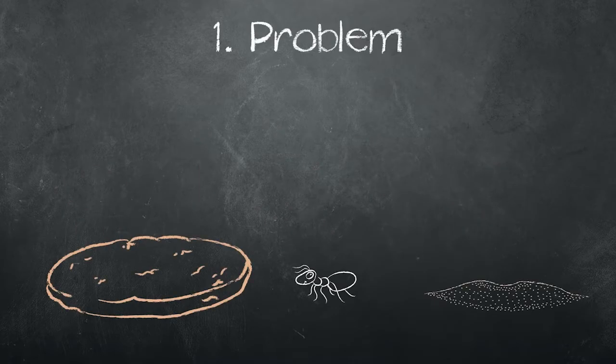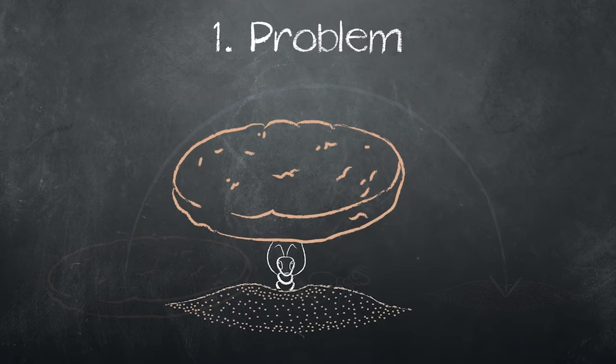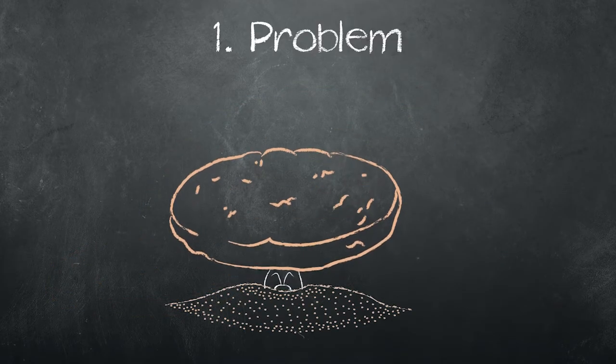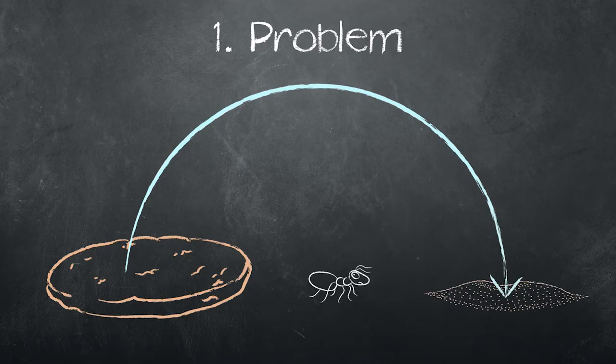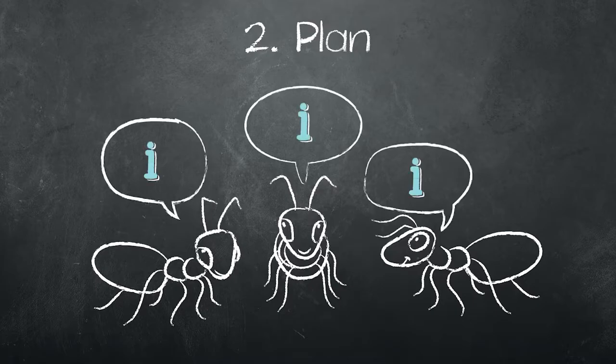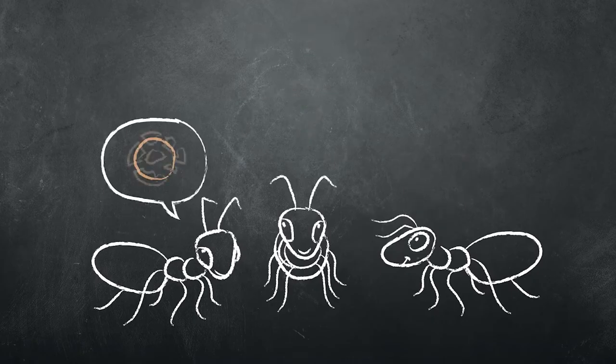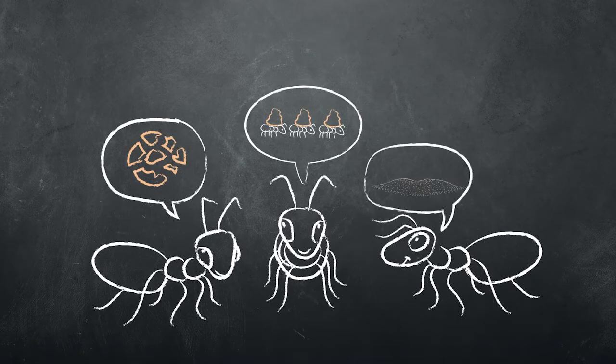The first step is to clearly define the problem, to understand what the goal is and what is keeping you from reaching that goal. The ants want to move this cookie into their anthill, but it's too big to fit. The second step is to make a plan for solving the problem. This step includes talking about information and ideas that will be helpful. The ants decide to break the cookie into small pieces and move them into their anthill.